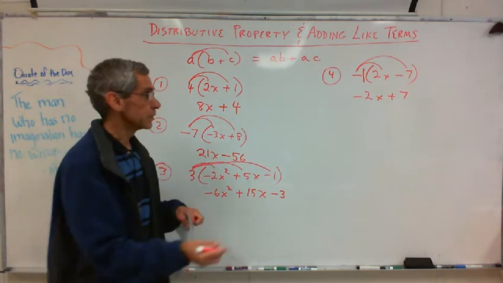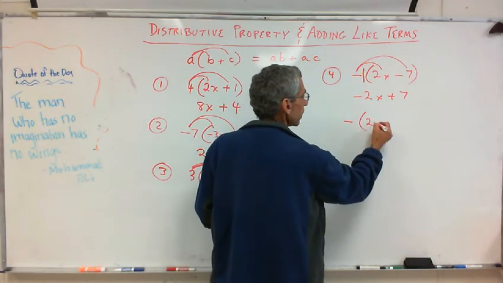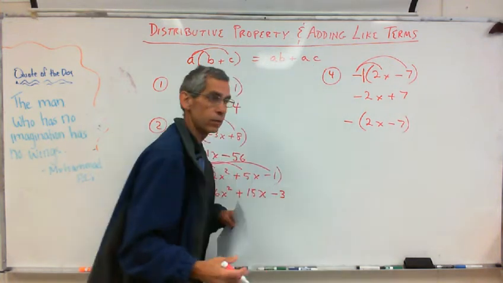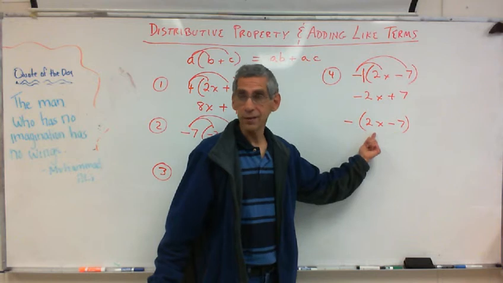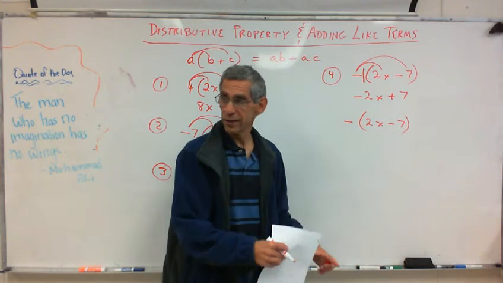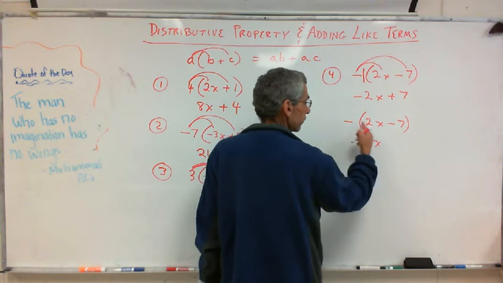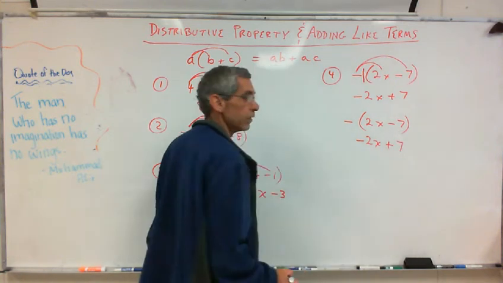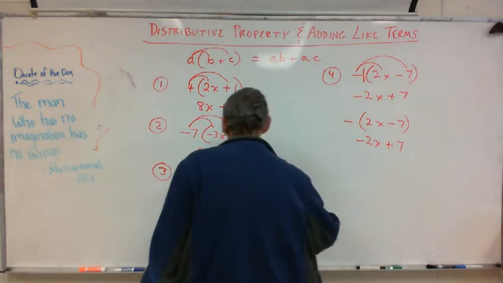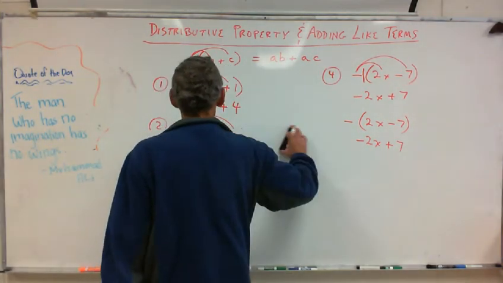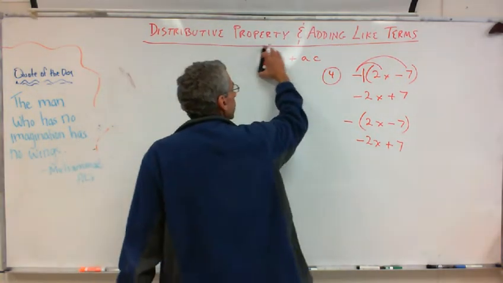Now when I do this, though, I don't even worry about the 1, because it makes total sense to not worry about it. I just say negative times positive 2x is negative 2x. Negative times negative is positive, so it's positive 7. See what I mean? All right, so that is the distributive property. There are lots of chances to practice that on the homework.